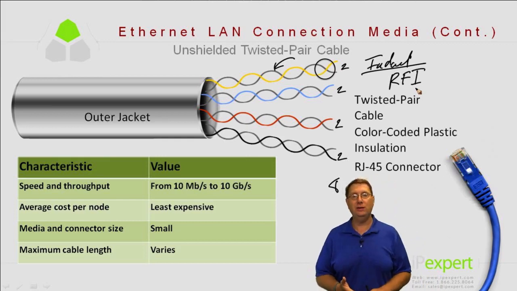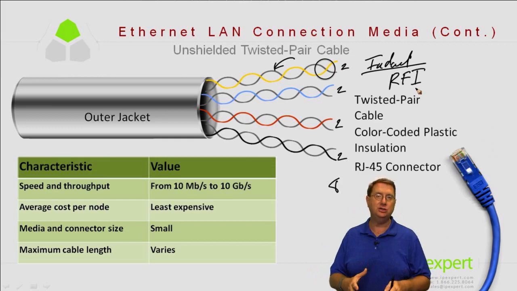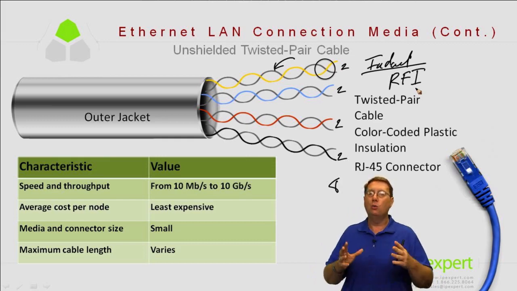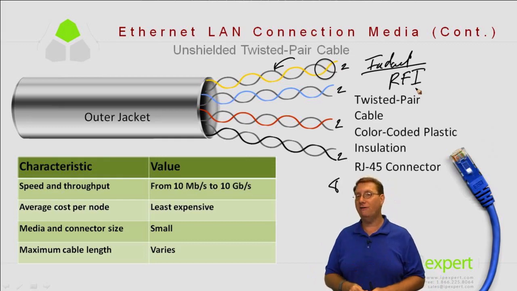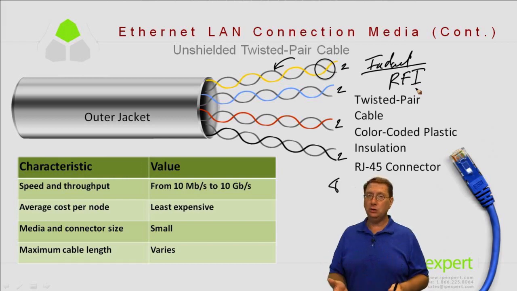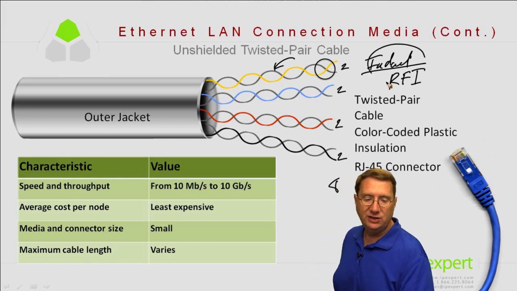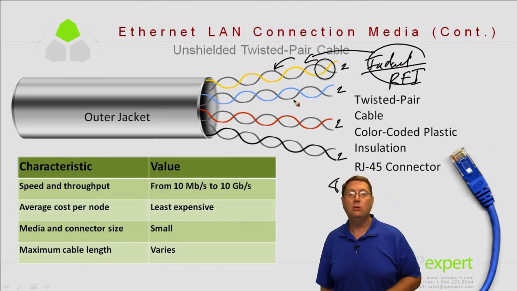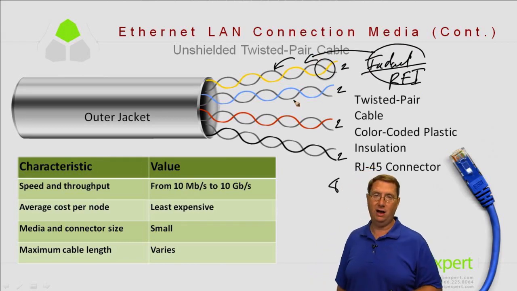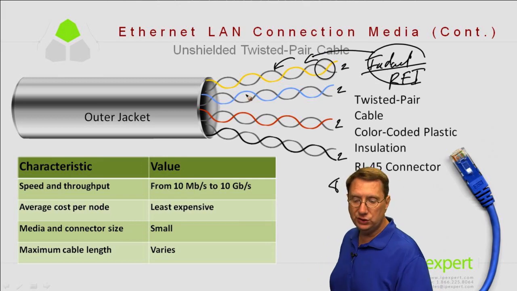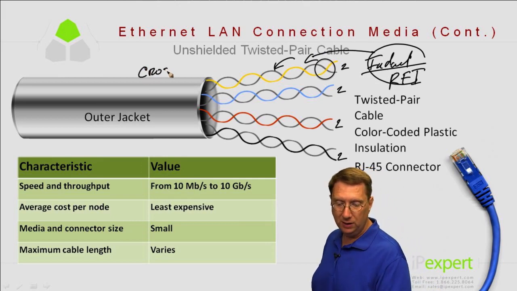So we need to make certain that we put these cables in specific locations where we're not going to be able to pick up radio frequency interference, RFI. Now, if we do pick it up or we can't bypass it, the whole idea here is that this twisting that I'm talking about reduces the impact of RFI, and it also reduces something called crosstalk.